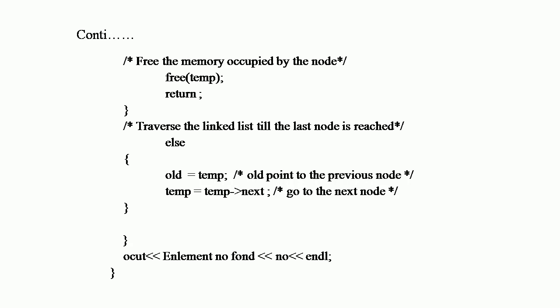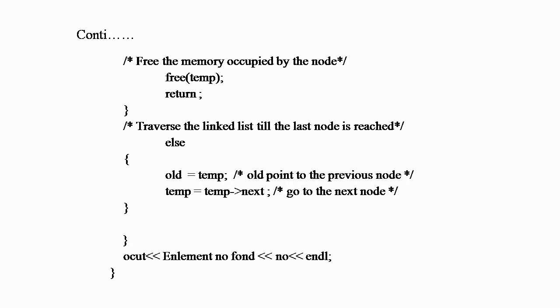In the comments, we traverse the linked list till the last node is reached, up to the number of elements to be deleted. If you want to delete, traverse the linked list until the last node is null. You can give the connection so the last node is null. Otherwise, curly braces start.